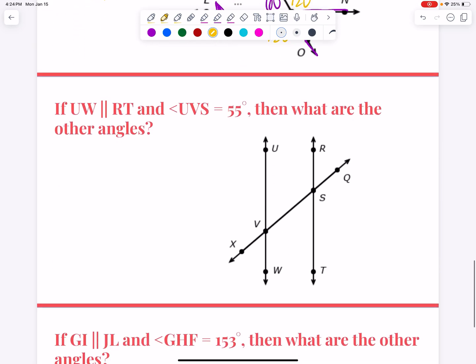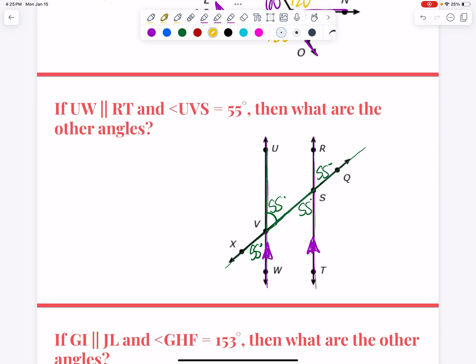Okay, now what they've done is they've turned these lines to be vertical. These lines are still going to be parallel. It tells us that they're parallel. So that now means that my transversal that's going through them crosses at V and at S. And so it tells us that UVS, U to V to S, this angle right here, is going to be 55. So what other angles are 55?